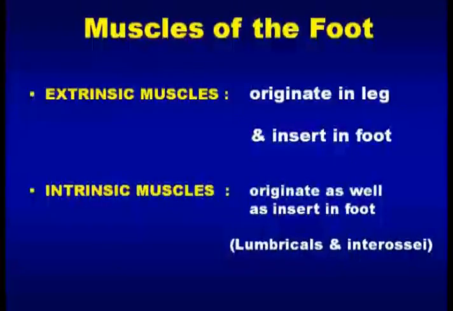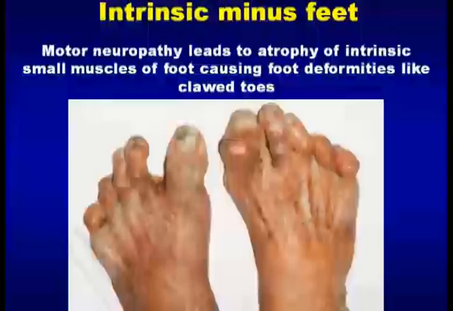In our feet, there are two types of muscles. Extrinsic muscles, which originate in the leg and get inserted in the foot. Intrinsic muscles, which originate as well as insert inside the foot, like the small muscles, interossei and lumbricals. And in diabetic neuropathy, motor neuropathy leads to what we call an intrinsic minus foot because of the atrophy of the small muscles, and that leads to several deformities of the forefeet.